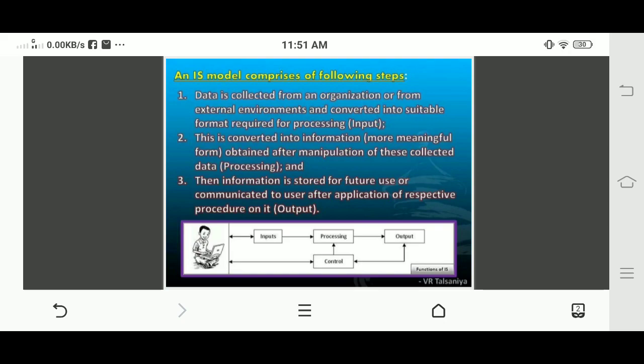So this data is processed in the form of information, and then information is stored for future use by the user after application of the respective procedure on it, that is the output. So this is the actual thing. Input is the raw data, processing done is called information, and when used after some time it can be termed as knowledge or as an output, and then the output is controlled by the user or the information system who is handling the information system.